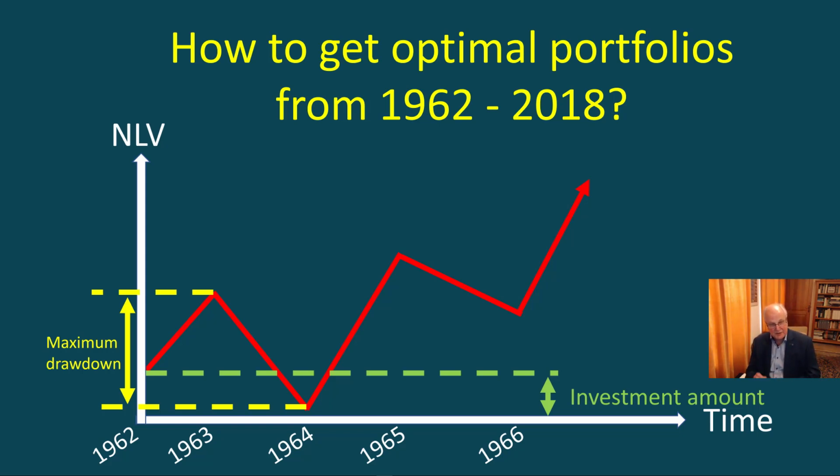The risk or maximum drawdown is shown to happen over 1963. It is the maximum of the two drawdowns. The constant investment amount is indicated in light green. The accumulating free cash can be calculated by subtracting the constant investment amount from the NLV. The expected reward is the accumulated free cash divided by the constant investment amount, averaged per year.